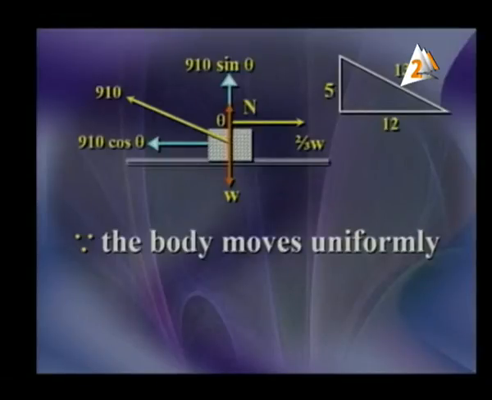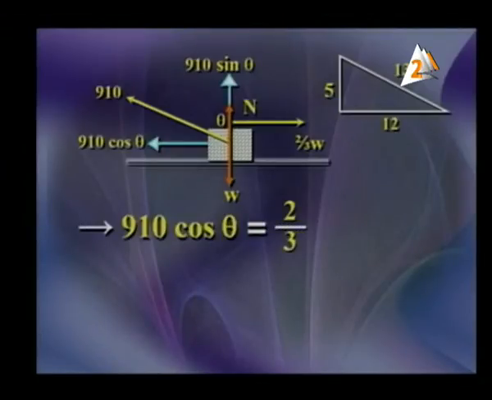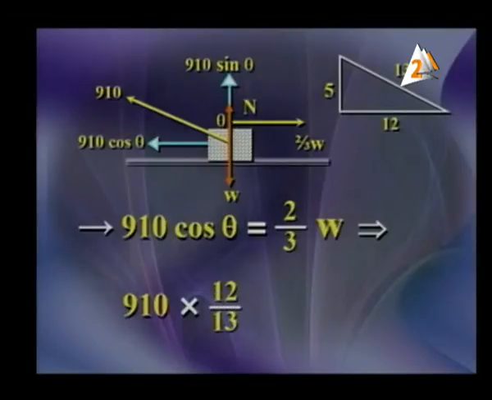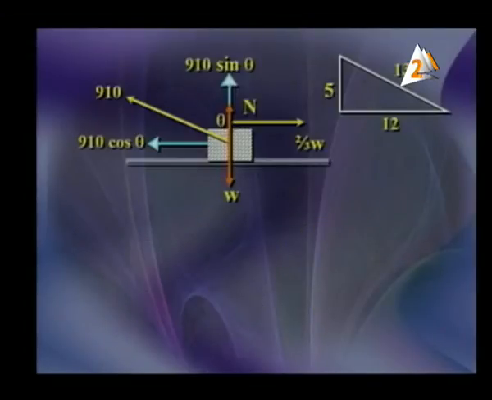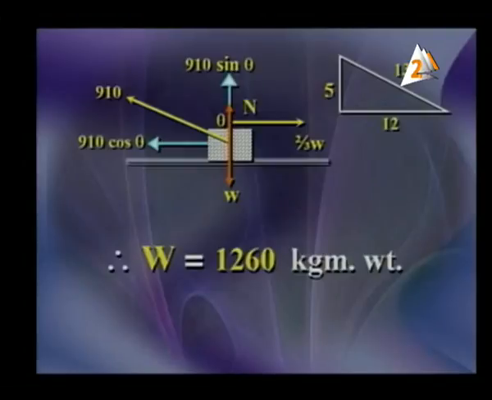Since the body moves uniformly, then R equals 0. Therefore, 910 cosine theta equals 2 over 3 W, in the horizontal level. So 910 times cosine theta, 12 over 13, equals 2 over 3 W. Then W equals 1260 kilogram weight.